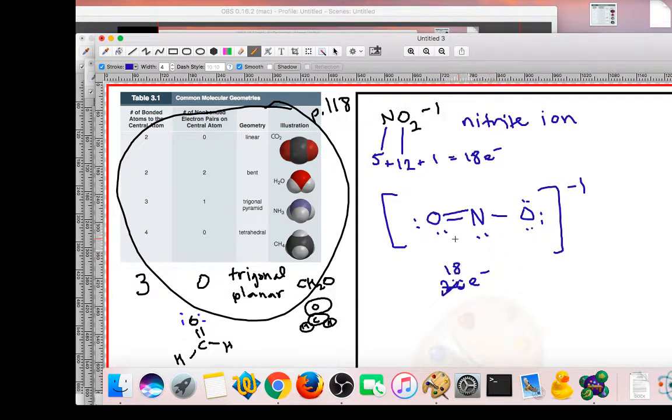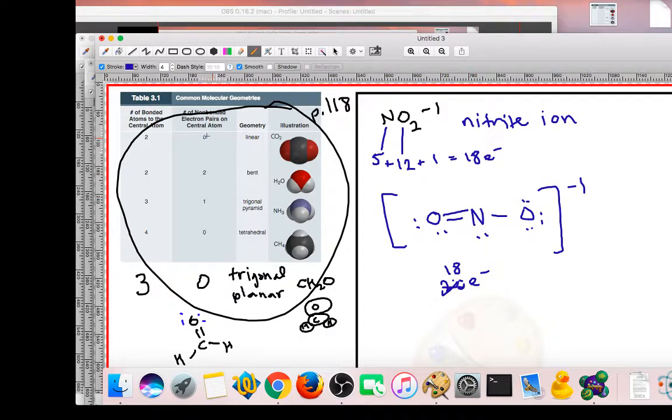Is everyone still following the octet rule? 2, 4, 6, 8? Yes. 2, 4, 6, 8? Yes. We're all following the octet rule. Now, this shape looks linear. You see? They all line up. So is the shape linear? No, of course not. You need to use the table here.